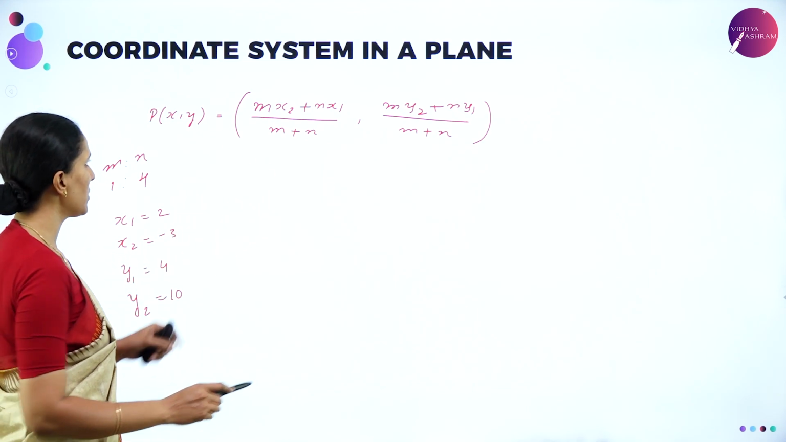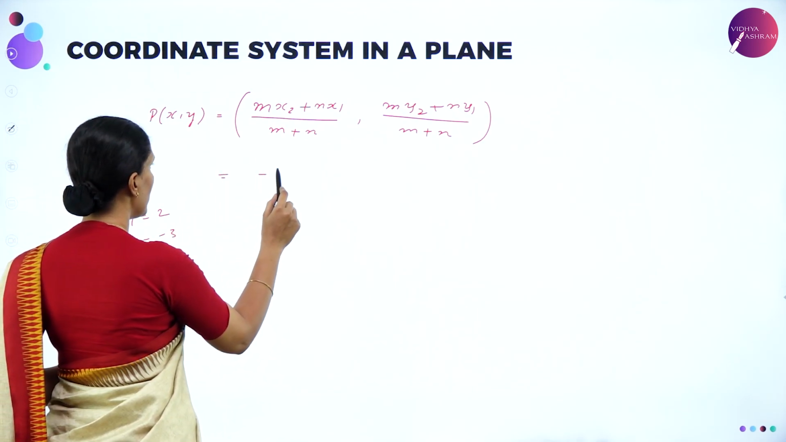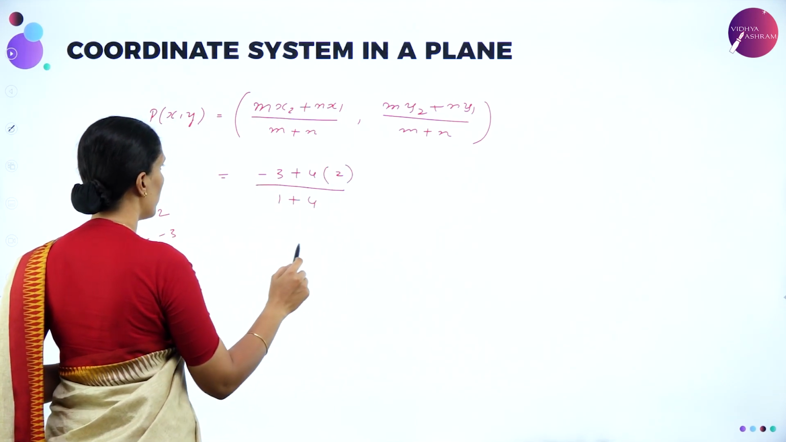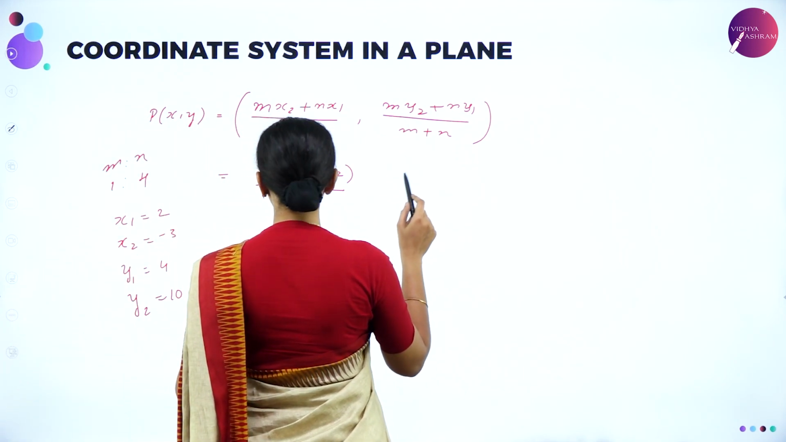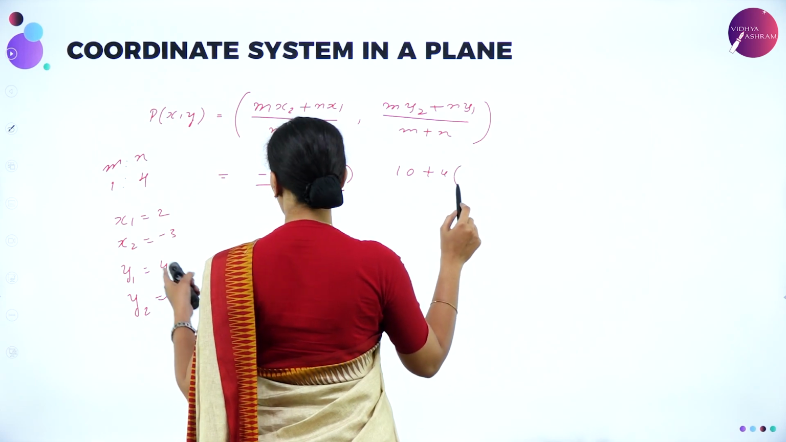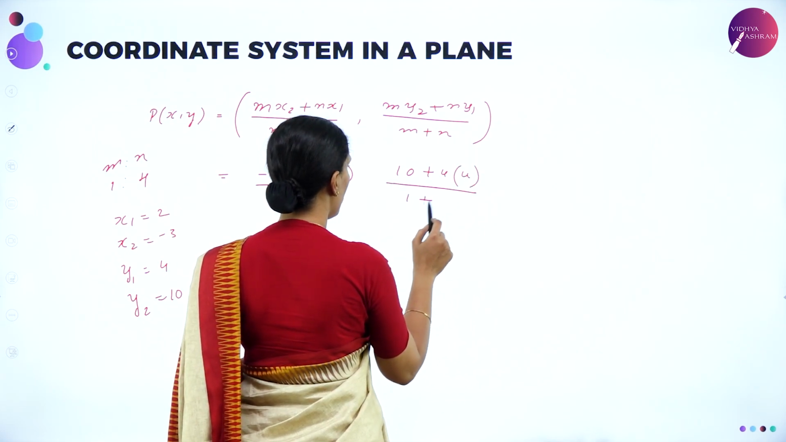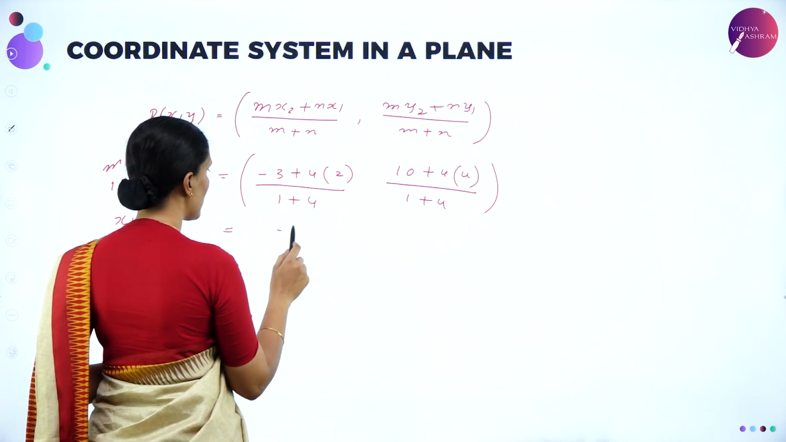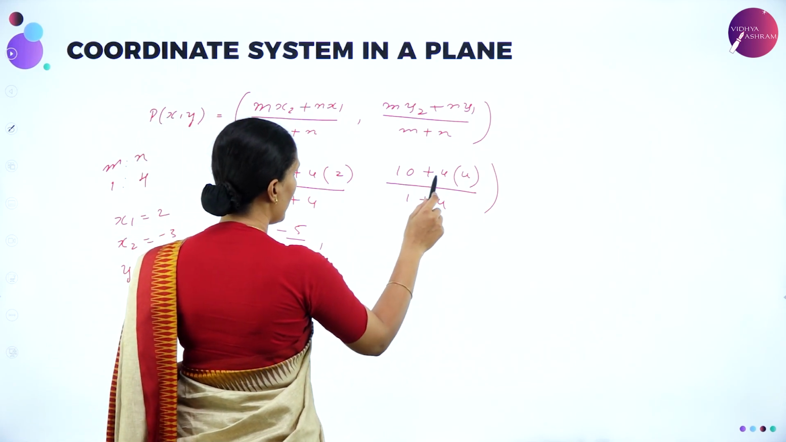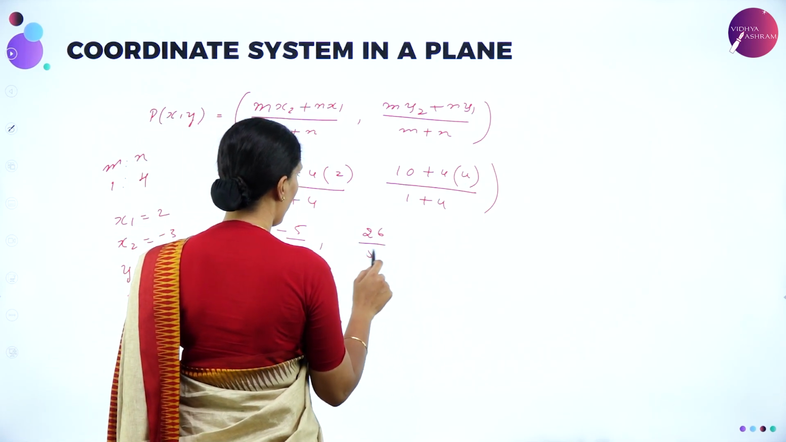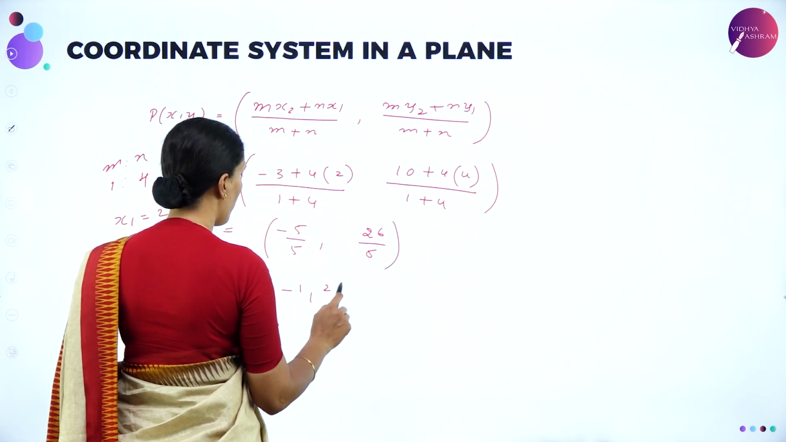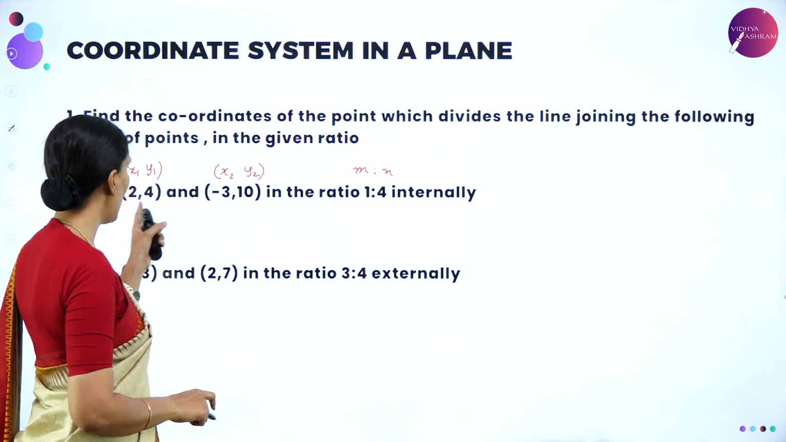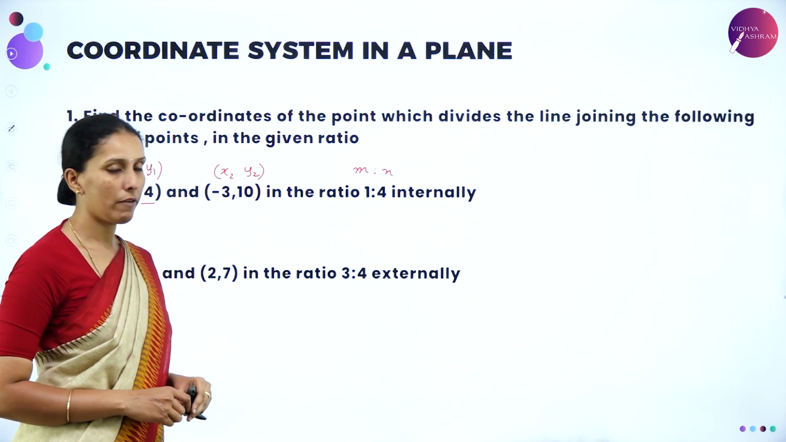Let us substitute these values here. So then we get minus 3 plus 4 into 2 divided by 1 plus 4. Next we have 1 into y2 that is 10 plus 4 into y1 that is 4 divided by 1 plus 4. So we have minus 3 plus 8 as minus 5 by 5, comma 10 plus 16, 26 by 5. So this is minus 1 comma 26 by 5. So this is the point which divides the given line segment joining these points in the ratio 1:4.